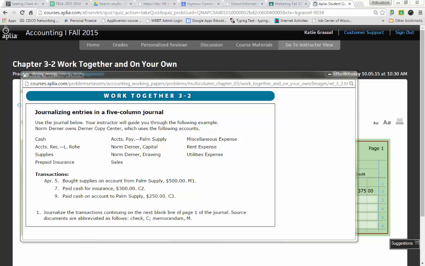Ladies and gentlemen, listen please. This is going to be getting you lots of points off. Because this transaction affects two accounts and neither one of those accounts has a special column, you're going to need to write both of them. Okay? And when we need to write both of them, which one goes first?